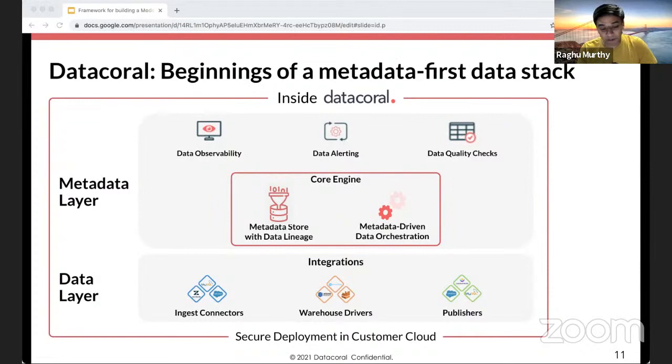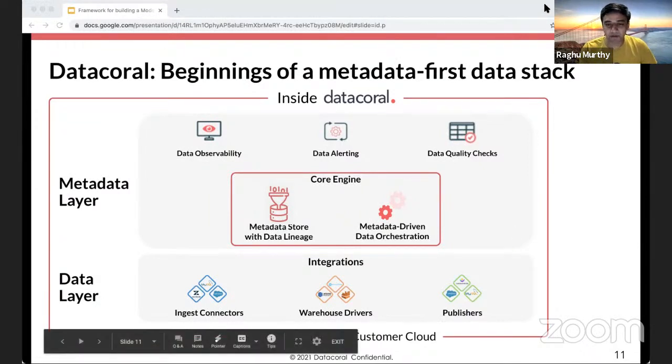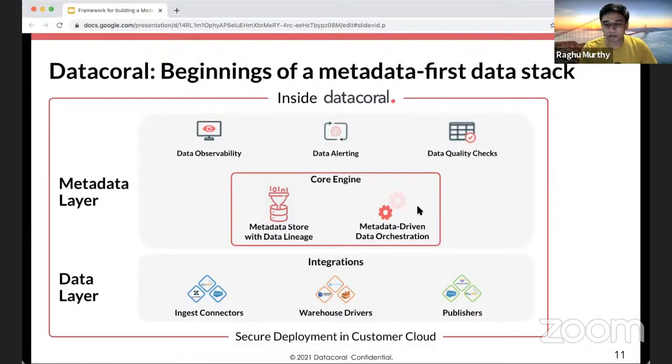There's a whole other talk about our secure deployment in the customer cloud. We are a completely serverless architecture, which can actually be deployed in our customer VPC. So this is just the data and the metadata layer, right? Now the question is what happens to the authoring, the DevOps tooling layer?